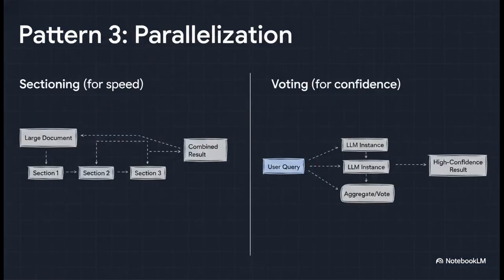Pattern 3 is all about doing things at once, parallelization. It comes in 2 flavors. The first is sectioning, where you break a task into independent parts that can all run at the same time, which is great for speed. The second is voting, where you run the same task multiple times, maybe with slightly different prompts, and then you combine the results to get a much higher confidence answer.